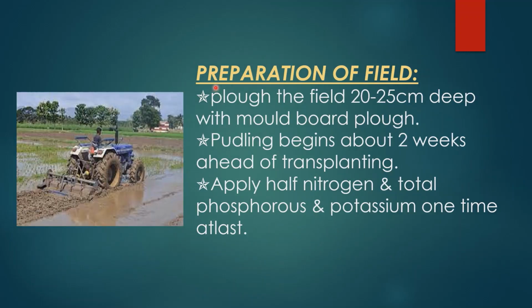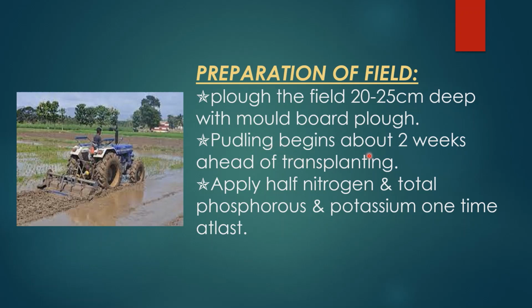We see the preparation of field. Puddling is an important operation in transplanted rice. We have to plow the field 20 to 25 centimeters deep with a moldboard plow or rotavator. Mainly, puddling begins about 2 weeks ahead of transplanting.